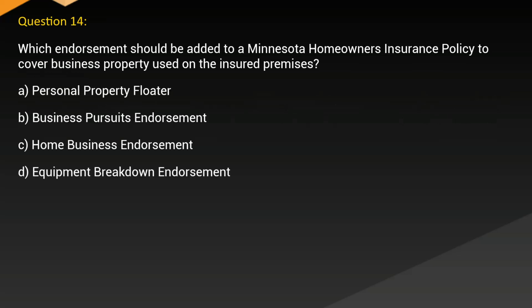Question 14. Which endorsement should be added to a Minnesota homeowner's insurance policy to cover business property used on the insured premises? A. Personal property floater. B. Business pursuits endorsement. C. Home business endorsement. D. Equipment breakdown endorsement.